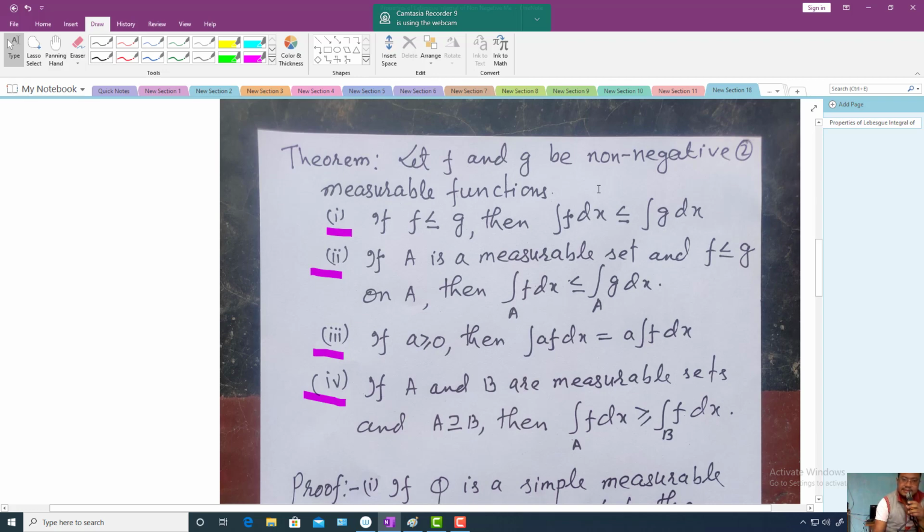So the statement of the theorem is that we have two non-negative measurable functions, f and g. Number 1 says that if f is less than or equal to g, then the integral of f is less than or equal to the integral of g. This is Lebesgue integration. Number 2: if A is a measurable set and f is less than or equal to g on the set A, then the integral of f on A is less than or equal to the integral of g on A.